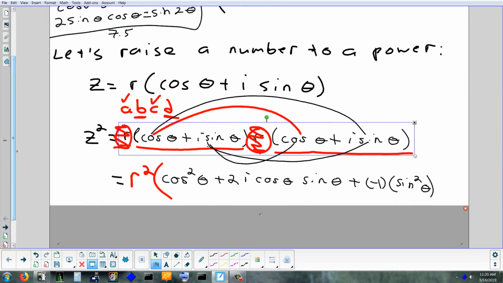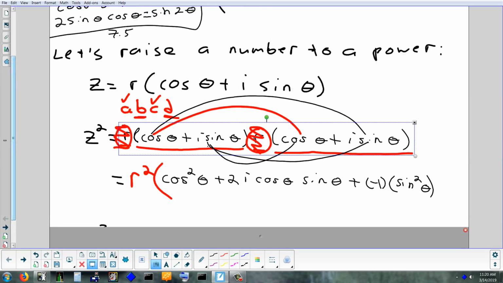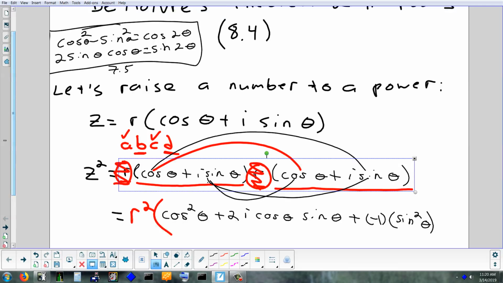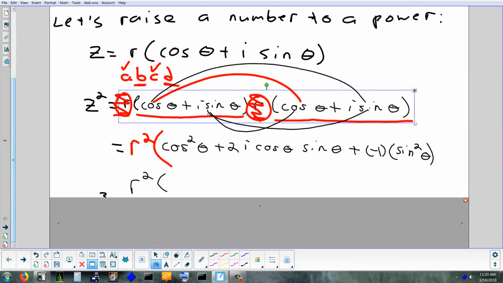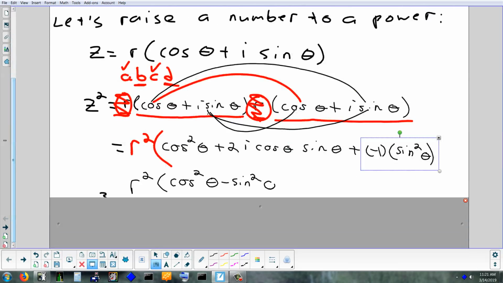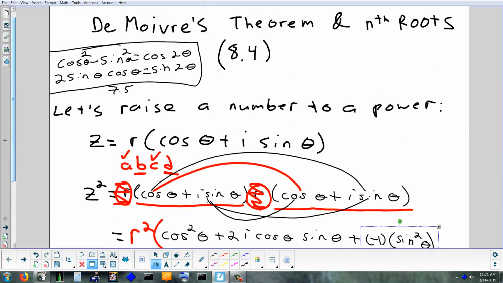Okay, so what I'm going to do is just reorder that a little bit. I'm not going to do a lot, I'm just going to put some things next to each other, so hopefully you start to see maybe some identities here. The R squared, I'm just going to leave that in front. Cosine squared, I'm going to leave right where it is. Sine squared times -1, what is that really? That's negative sine squared. Cosine squared minus sine squared.